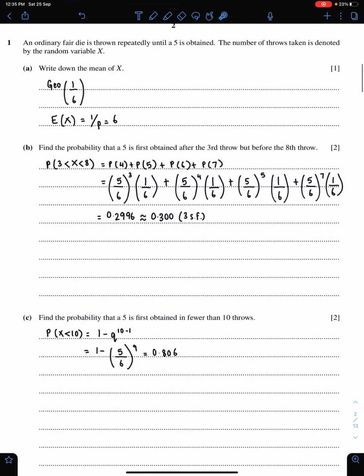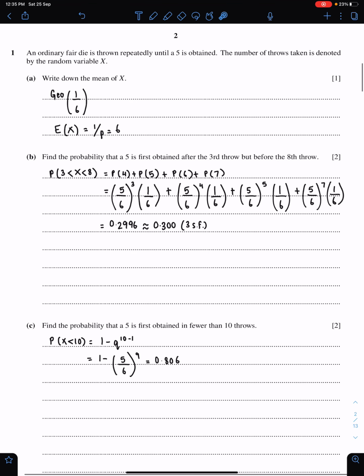Question number 1. An ordinary fair die, fair means probability is same of all the numbers. An ordinary fair die is thrown repeatedly until a 5 is obtained. This information means this question is of geometric distribution. This means geometric distribution with p 1 upon 6.